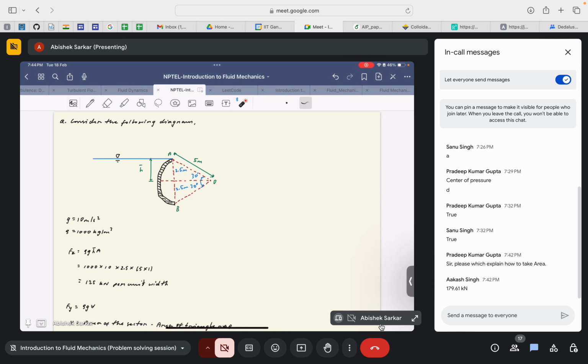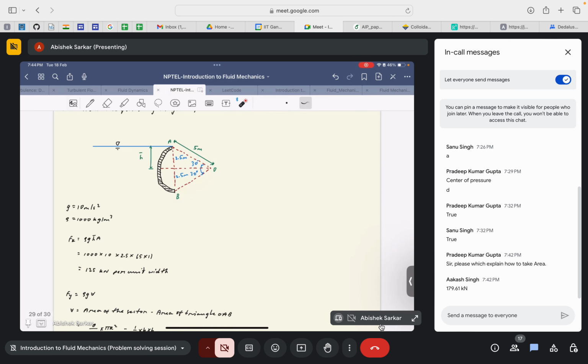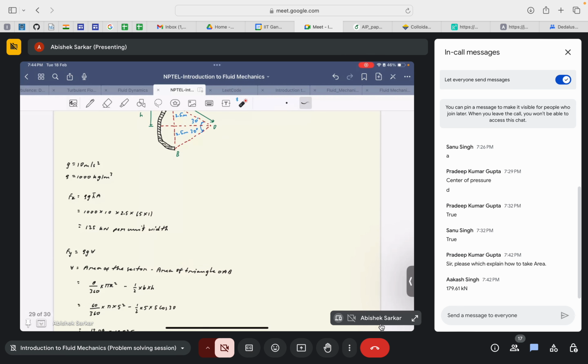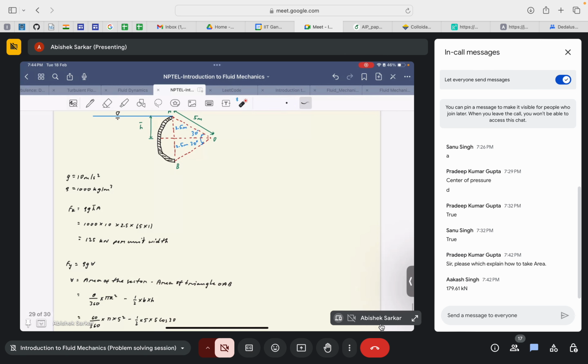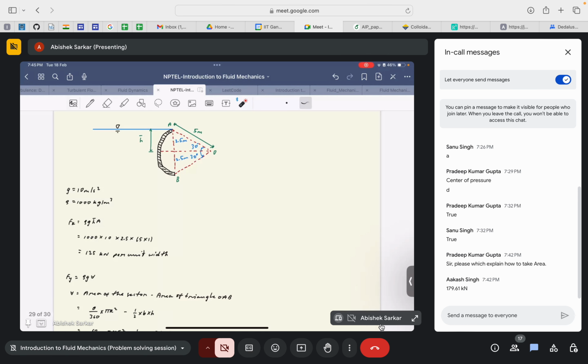So the horizontal force, Fx, would be rho g h bar times A. Rho is 1000, g is 10, h is 2.5 because 5 sin 30 would be half, so 5 times half is 2.5. The area would be this 2.5 plus 2.5, which is 5, into 1. So the projected area is a rectangle of area 5 meters square. So the net horizontal force is 1000 into 10 into 2.5 into 5 into 1, which is 125.